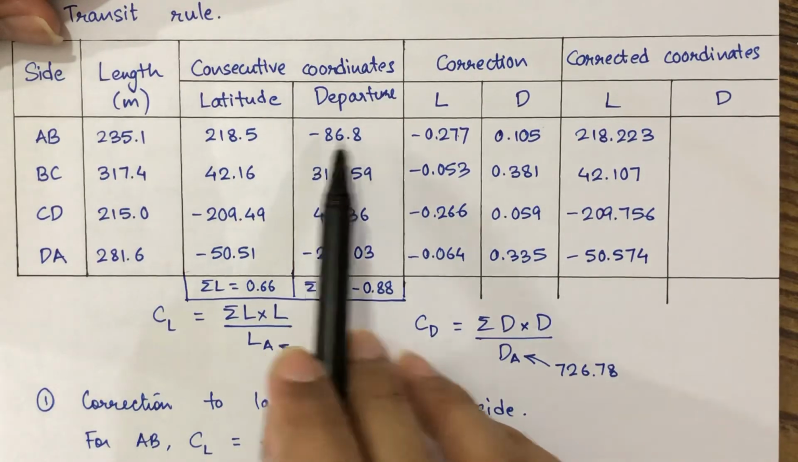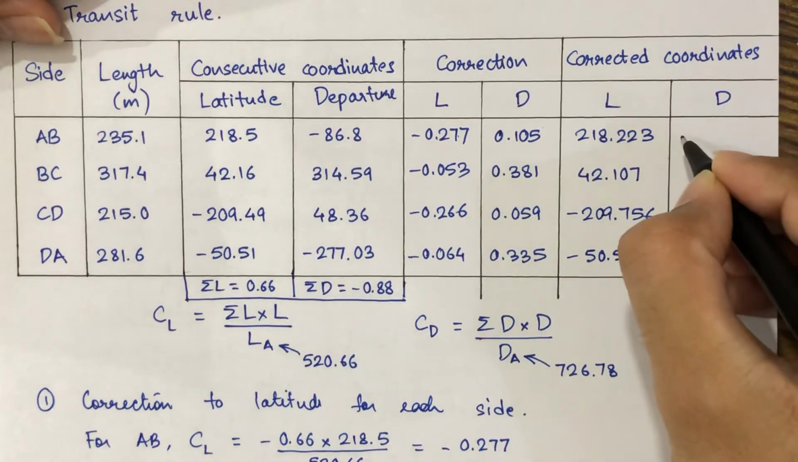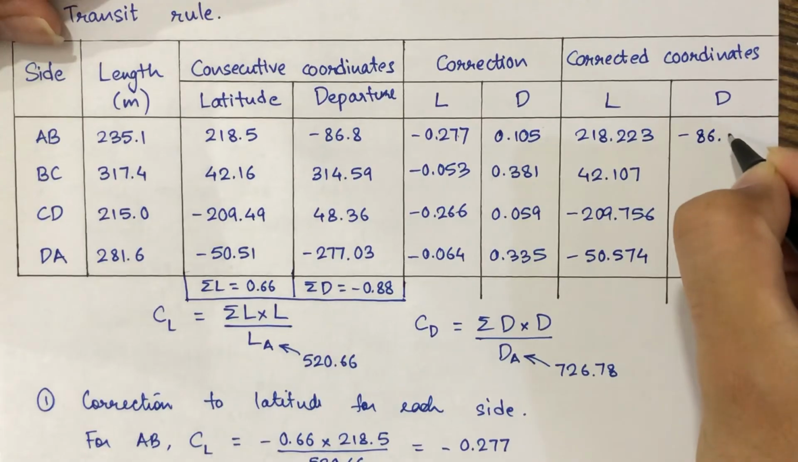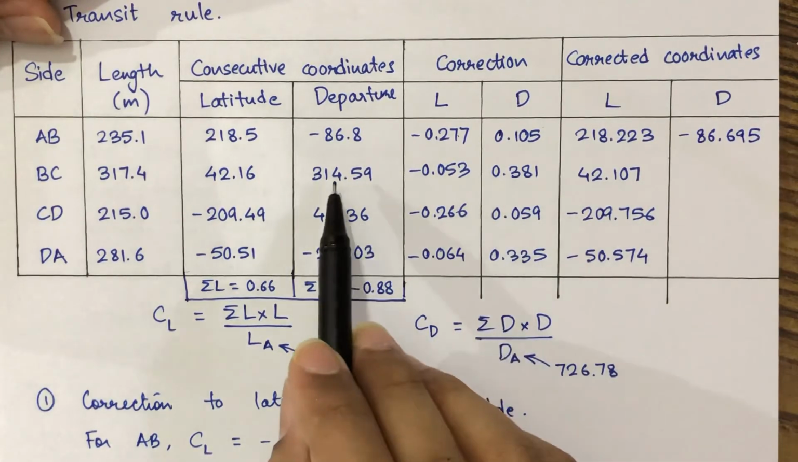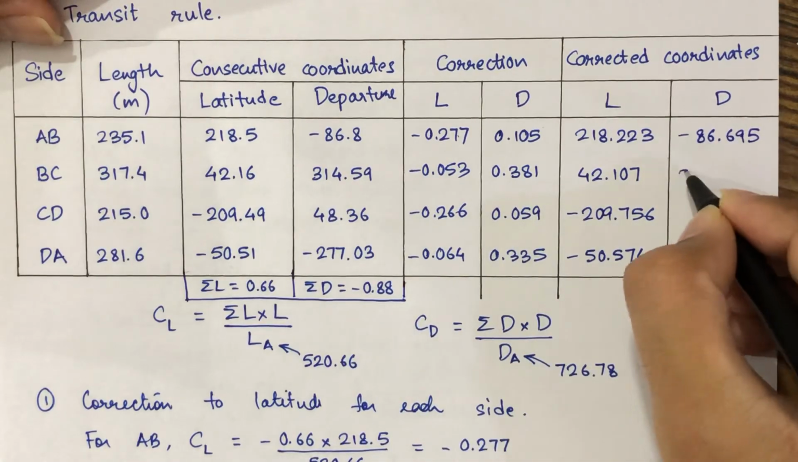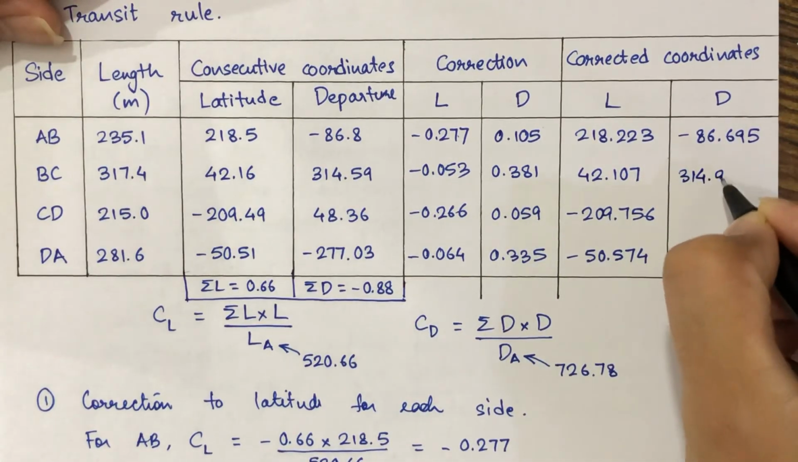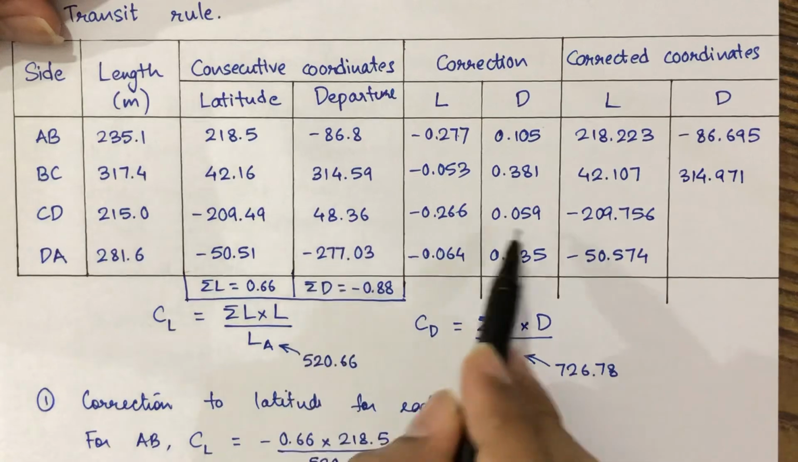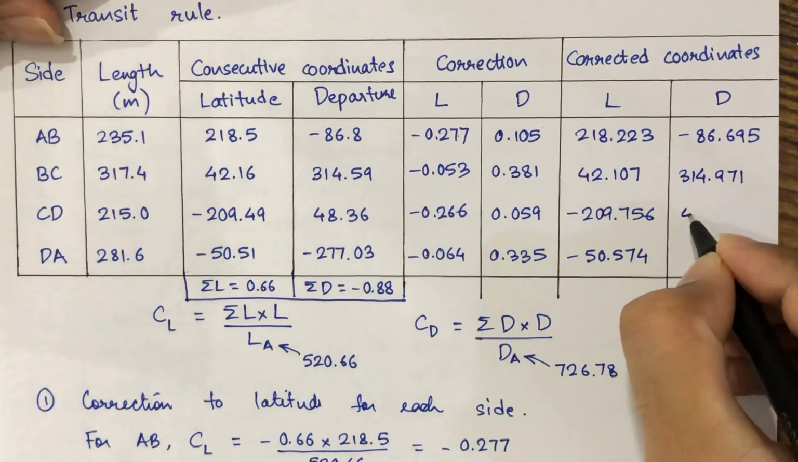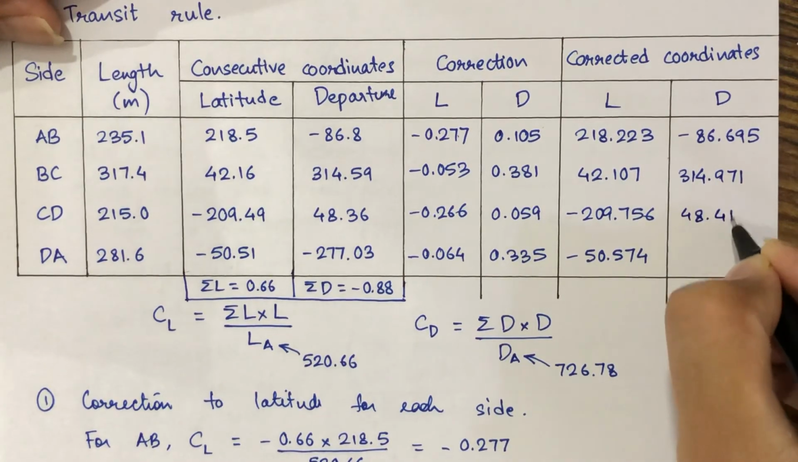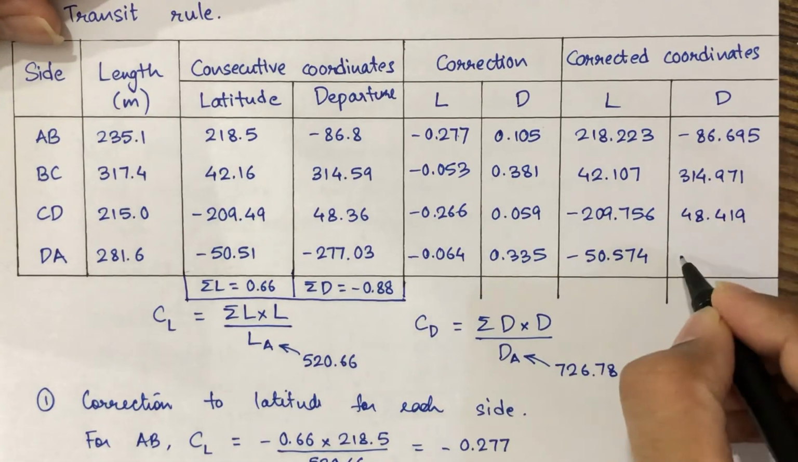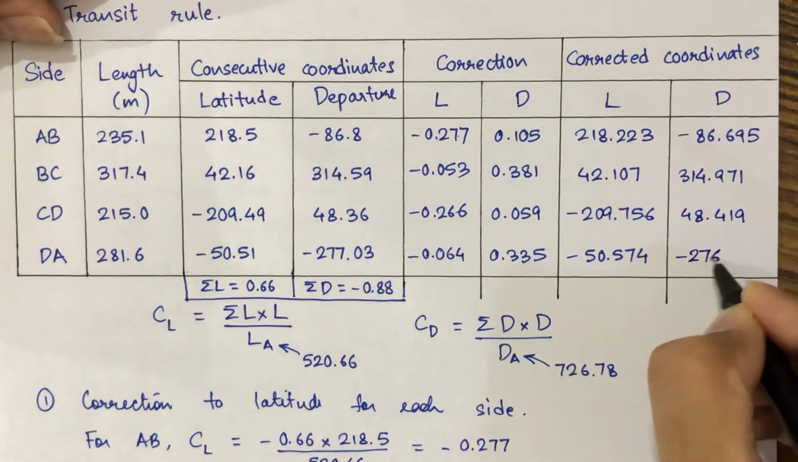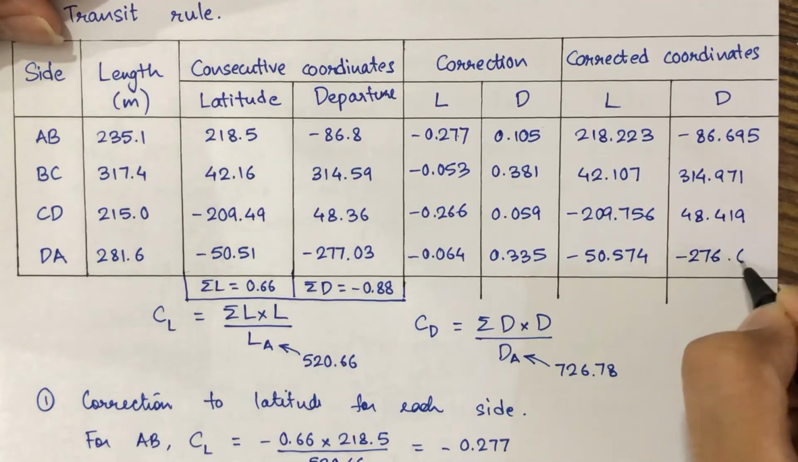Similarly, adding these to the departure values, we get minus 86.695. Then adding this by this will be 314.971. Add this to this, so 48.419. Then add this to this, the value will be minus 276.695.